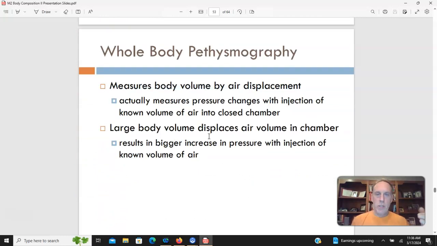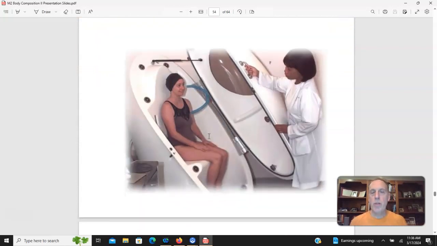We jokingly call this the body egg, but much like water displacement, you have an air displacement concept where you have the inside of this chamber, a person sits in the chamber, and from there it's able to determine the air displacement and come up with a body composition number. It has its place, it's okay.